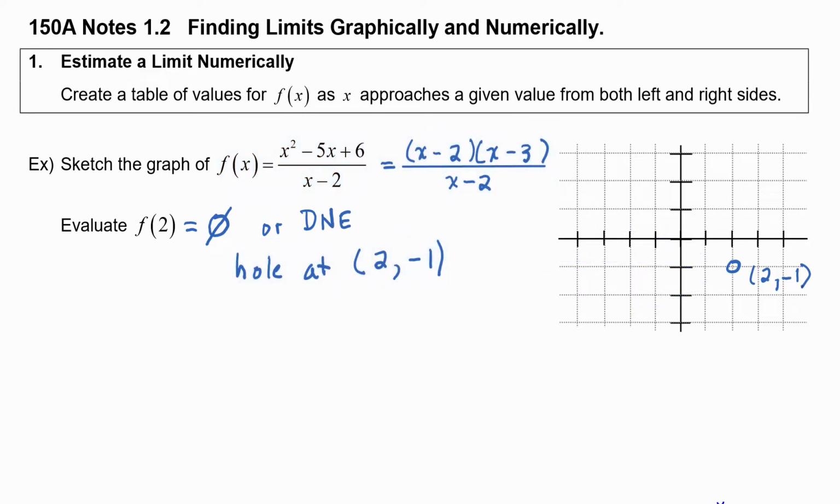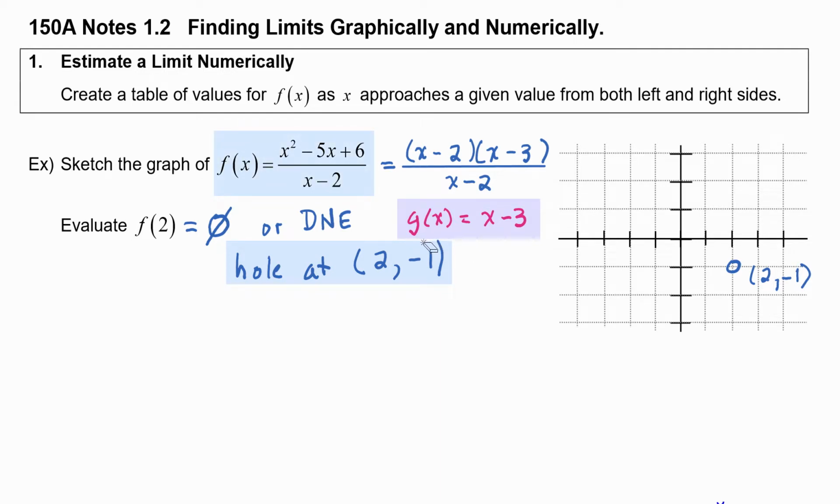Now we also know that to complete the graph, we can imagine a second function. Let's call it g of x. Now if we canceled out the x minus 2 in the top and the bottom, and we thought of g of x as equaling x minus 3, we recognize that that's the graph of a line. Now if we graph the line of g of x and we put a hole in it at 2 comma negative 1, then we will have the graph of f of x.